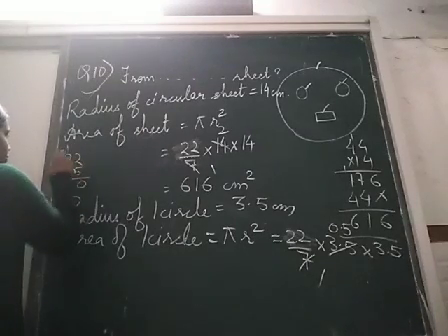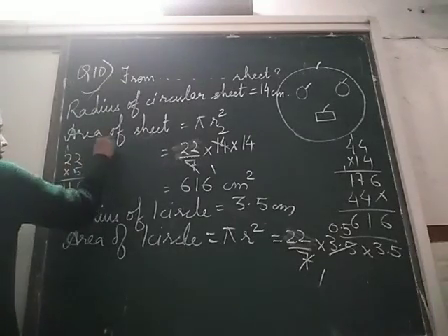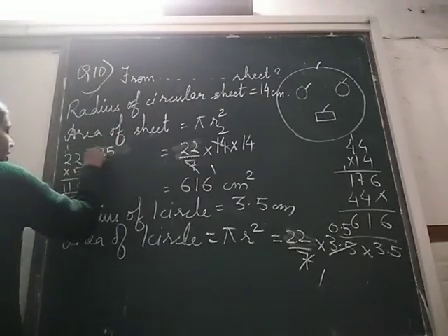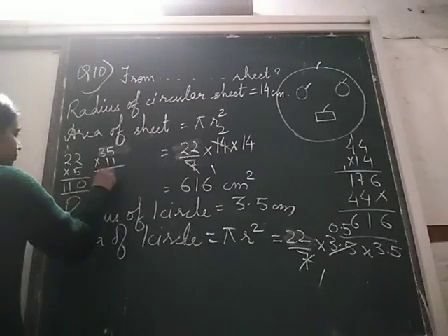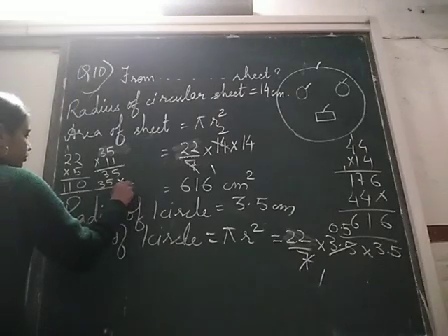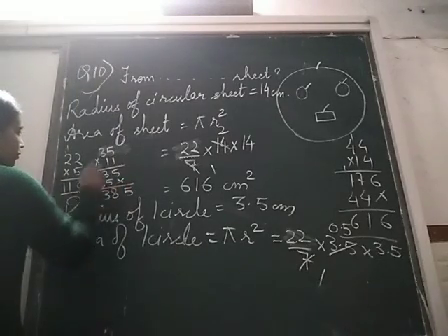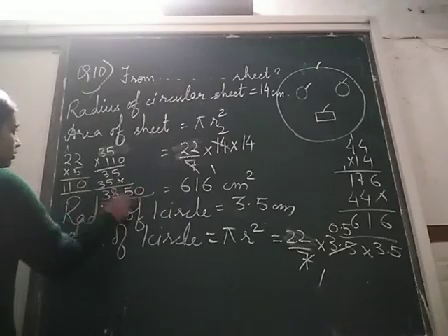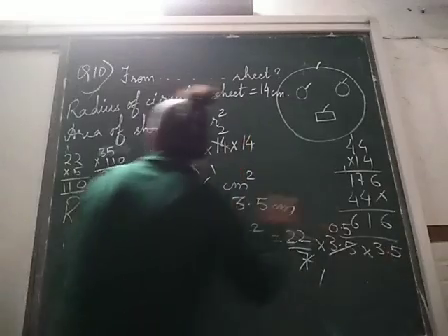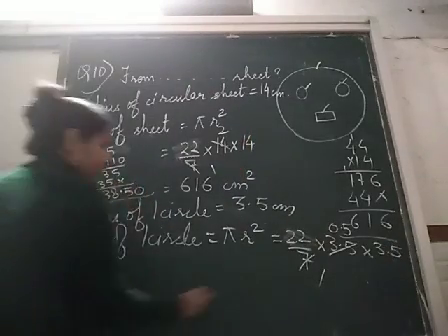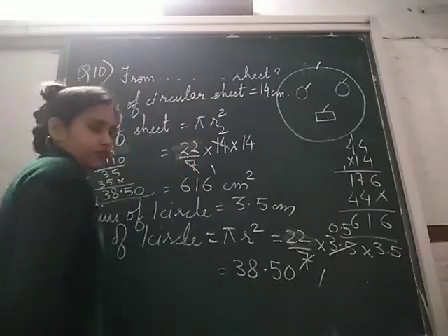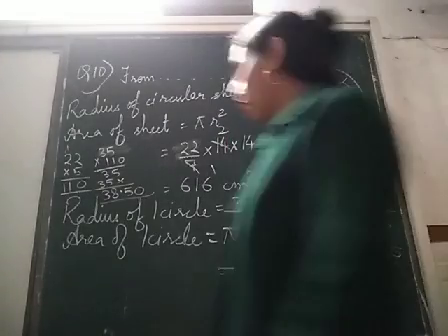5 tens are 10, 10 multiplied by 35. 35 are multiplying by 11 and then we will add 1 0. How many decimal places? 1 and 2. So here also 1, 2 decimal places will come. So this is 38.50. Okay. This is the area of first circle.